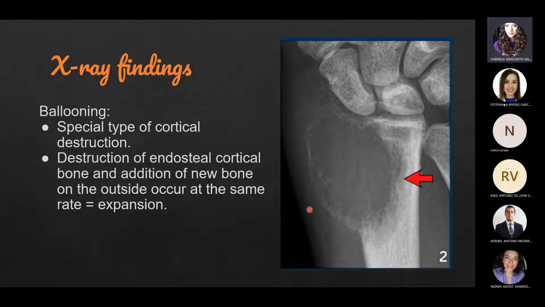It also gives the phenomenon of ballooning, that is a special type of cortical destruction. It is a destruction of the endosteal cortical bone, and then new bone on the outside starts to add at the same time that the cortical bone is being destroyed. So it's gonna give some expansion, as we can see here. So the rate of the destruction and the addition of new bone is going to happen at the same time, and this is the phenomenon of ballooning.